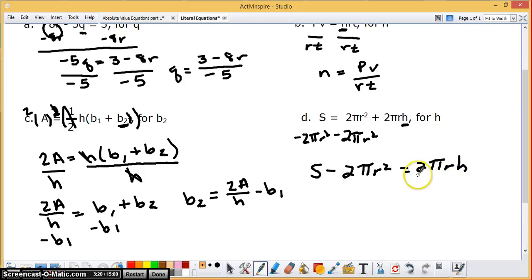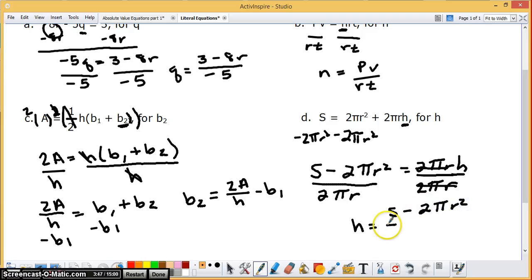Now this is all one product. So we divide by 2 pi r, 2 pi r. That cancels with that, leaving me with h is equal to s minus 2 pi r squared all over 2 pi r.